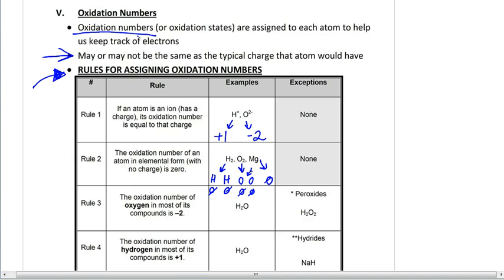Rule number 3, oxygen is usually -2. There is an exception, we'll come back to that in a minute. This will be common because oxygen is often oxidized or reduced. So in this compound, oxygen is -2.